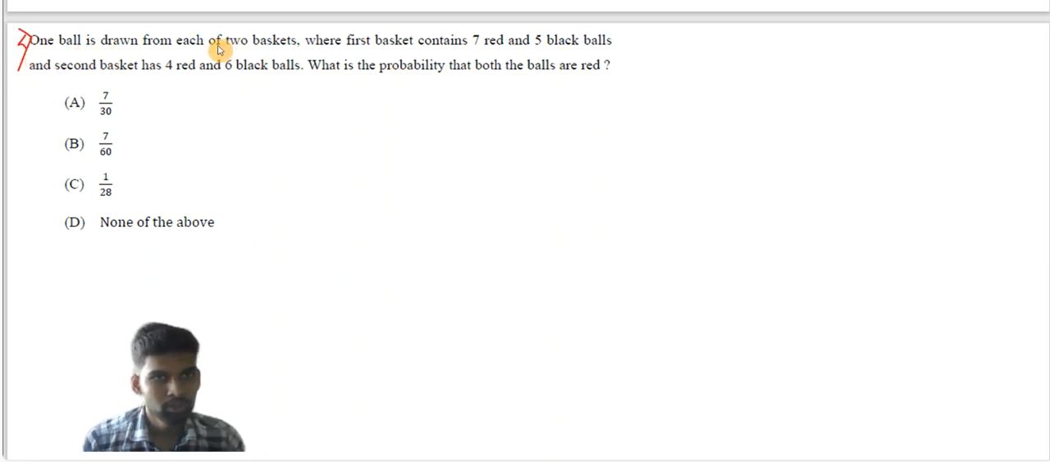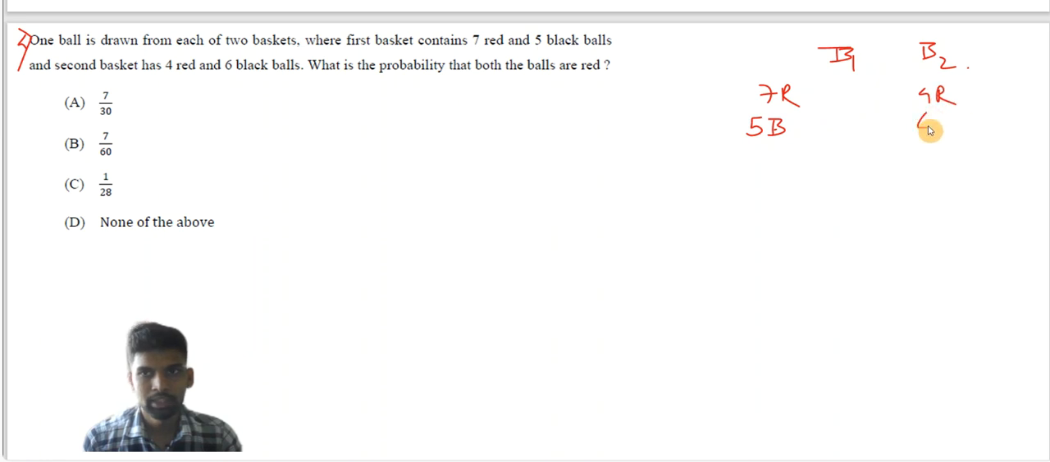So one ball is drawn from each of the two baskets. So two baskets are there, say B1, B2. Basket 1 contains 7 red and 5 black balls, and the second basket contains 4 red and 6 black balls. What is the probability that both the balls are red? Nothing is mentioned about selection of basket, so we'll assume that selecting a basket is independent.